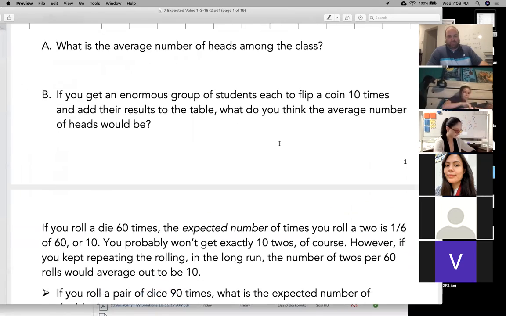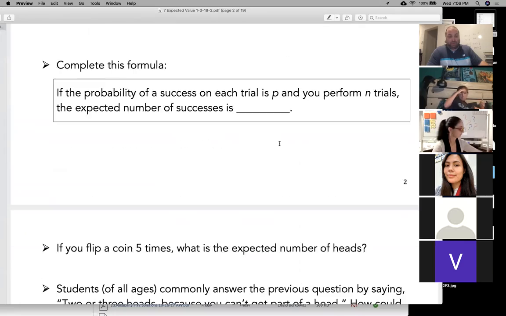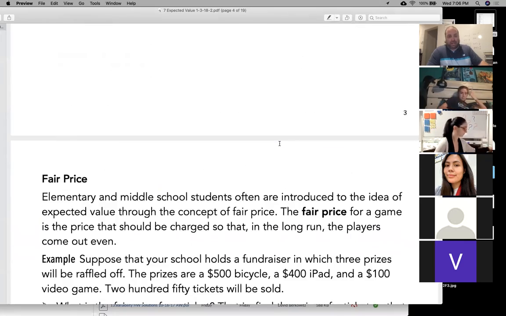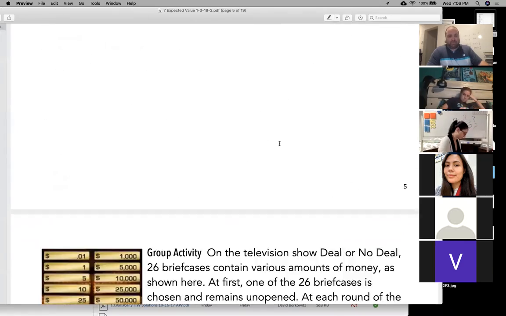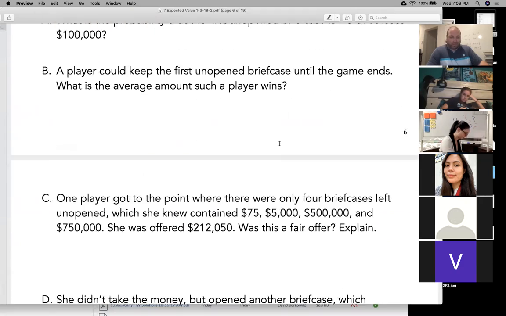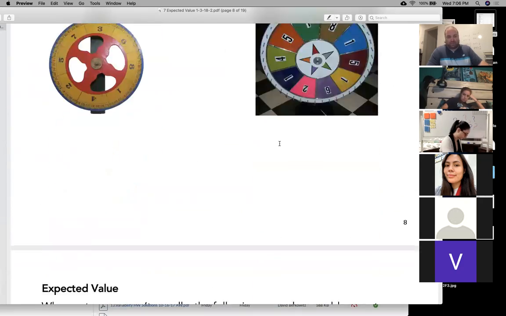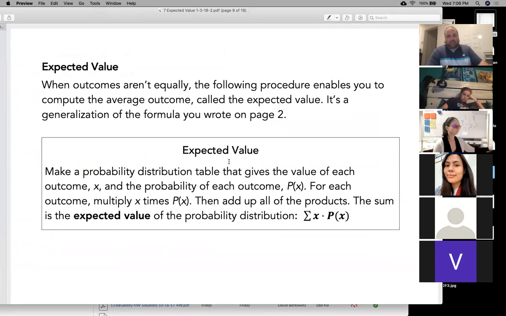Let's get started with chapter 7, which was the definition of expected value. Now, we went through a bunch of examples, explaining what we're doing and leading up to it. But at the end of the day, this is our first formula for expected value. You look at all the possible outcomes, you look at all the possible probabilities, you multiply them together and you add them.